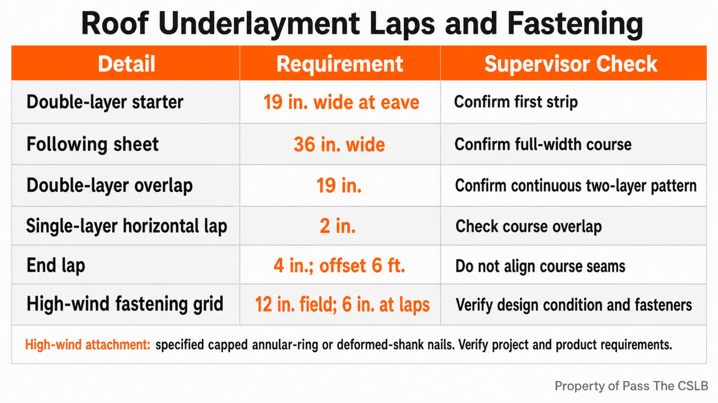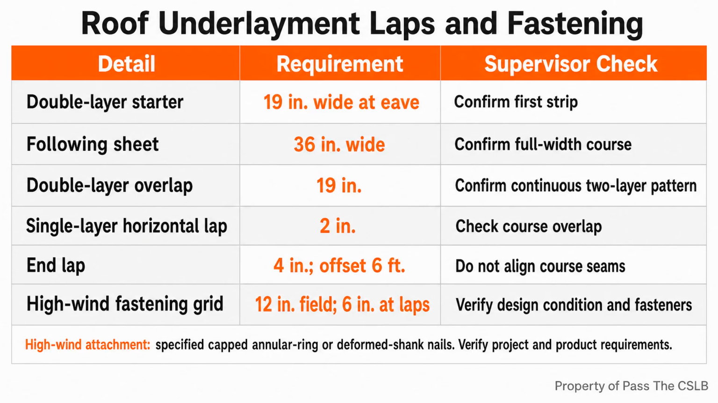The reference table groups the course dimensions, seam requirements, and high wind fastening grid. For a standard single layer, the horizontal lap is 2 inches. Where 2 roll ends meet, the end lap is 4 inches. Those end laps are offset at least 6 feet from the end laps in the course below. The offset keeps the vertical seams from lining up course after course.